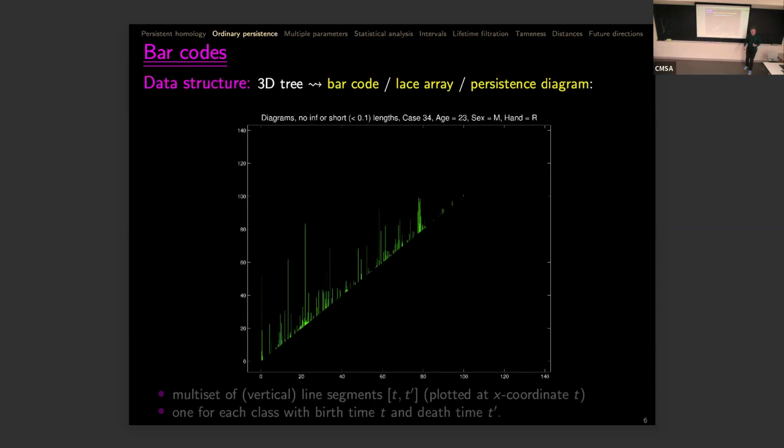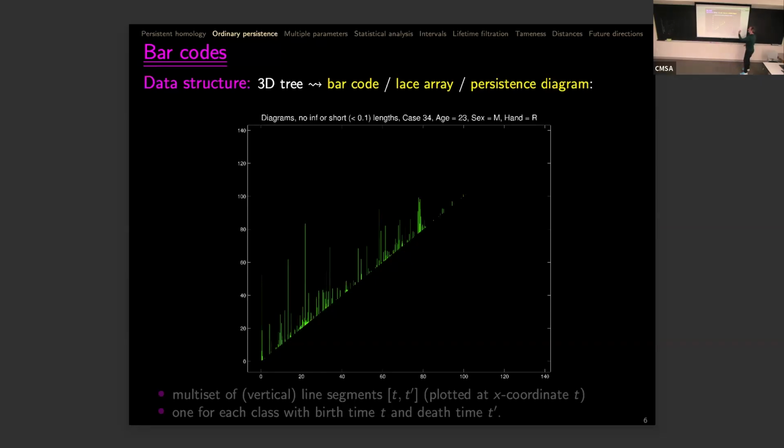Because it's birth and then death, death always occurs after birth in the usual time sequence of events. That means that the bars always start on the diagonal, then they go upward. So there's a bar, there's another bar. These bars sort of overlap. They have multiplicities. You can have two bars starting at the same time and ending at the same time.